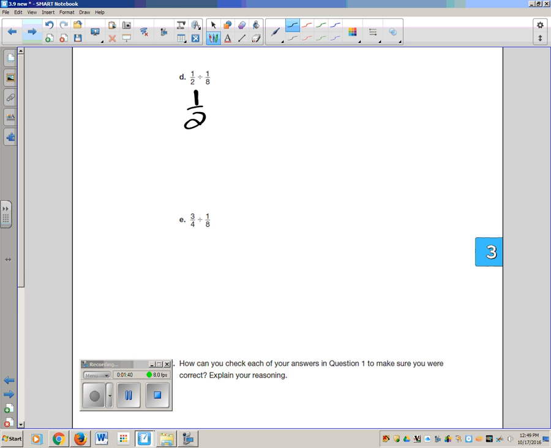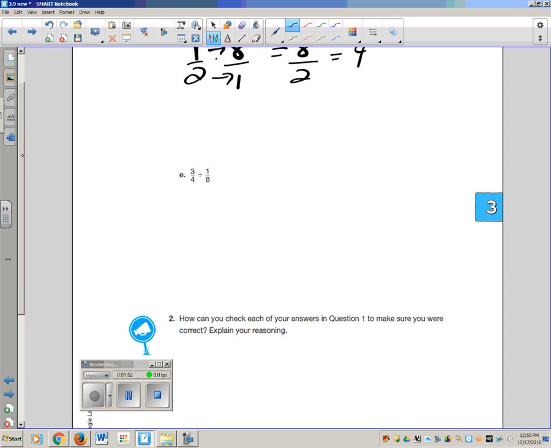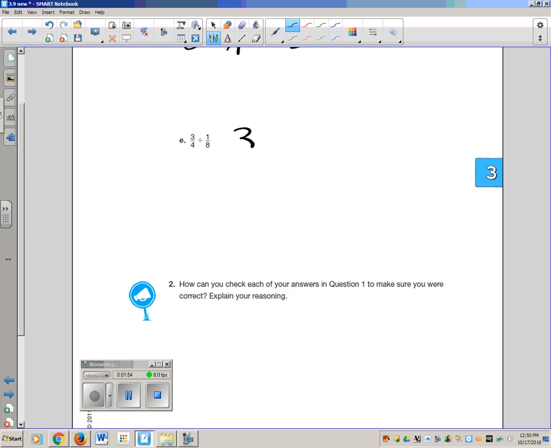1/2 times 8 over 1. Multiply numerators, multiply your denominators, simplify, reduce. 8 divided by 2 is 4. E, 3/4 times 8 over 1. 3 times 8 is 24. 4 times 1 is 4. 24 divided by 4 is 6.